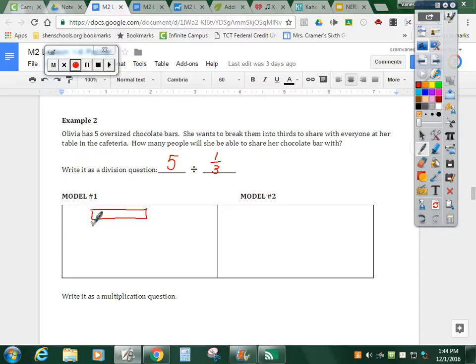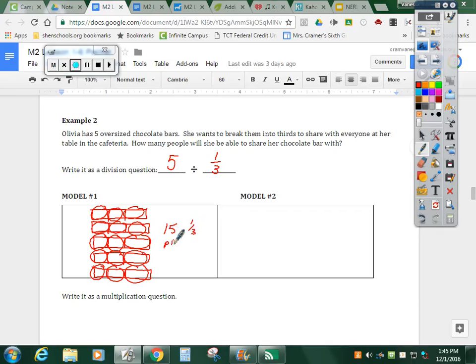You could interpret it as having 5 wholes in your model, divided into thirds, 3 pieces, and you really want to see how many 1/3 pieces fit inside here. 1, 2, 3, 4, 5, 6, 7, 8, 9, 10, 11, 12, 13, 14. There's 15 1/3 pieces inside 5.